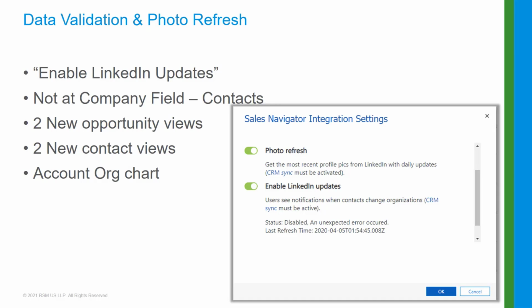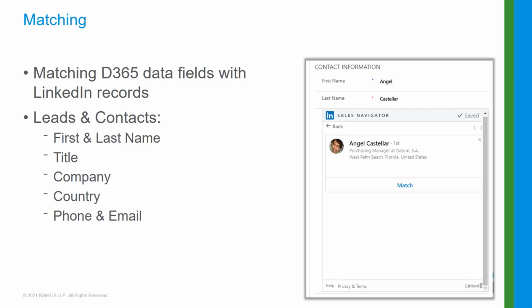Now, we didn't talk about the photo refresh field yet, right? So you see it here on the screenshot. What that is, it actually updates the contact record in Dynamics 365 with the most recent profile picture from LinkedIn, right? If they're matched. And this is obviously also a daily sync that happens. Now, data validation also helps with the matching of Dynamics 365 records with LinkedIn records.